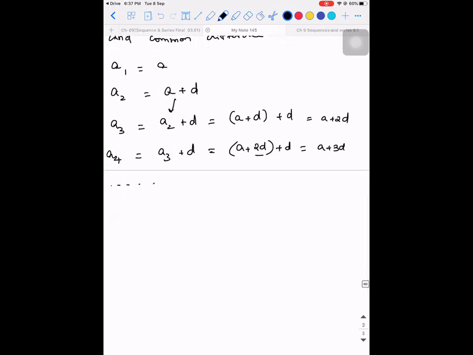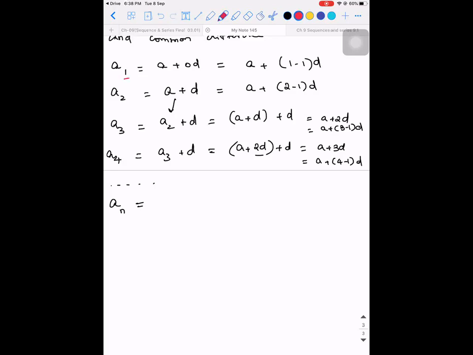So it keeps on going like this. Then what will AN be? This is also a branch of algebra. In algebra, what are you supposed to do? You have to frame the general term based on observation. So when it is A1, it is A plus 0D. Can I write this as A plus 1 minus 1 into D? This one can be written as A plus 2 minus 1 into D. This one as A plus 3 minus 1 into D. This as A plus 4 minus 1 into D. It keeps on going like this.